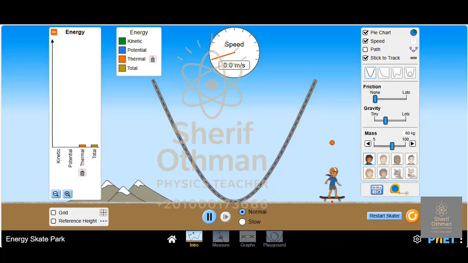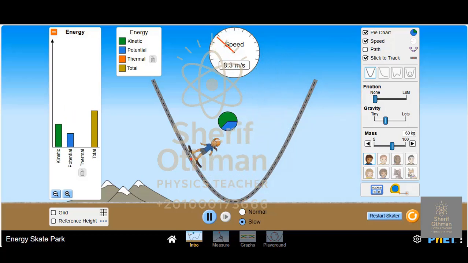Let's do this simulation, guys, and show how the kinetic energy and potential energy change with each other. By putting the skater at the highest point, the skater will have the highest potential energy, and at the lowest point, the skater will have the lowest potential energy and highest kinetic energy. Let's see the motion of the graph and the changing between potential energy and kinetic energy. We can slow the motion and see it. This system, guys, is isolated, so there's no loss in energy. The energy is conserved between potential energy and kinetic energy.